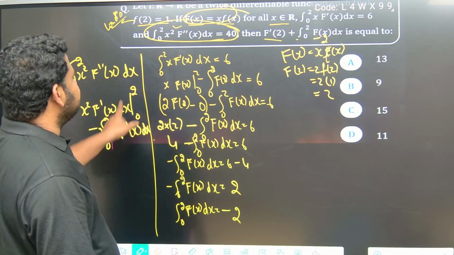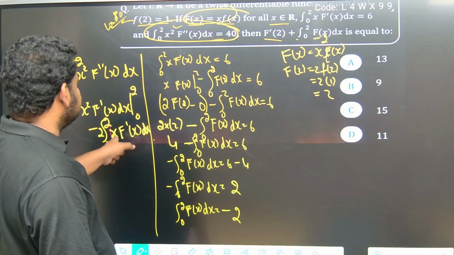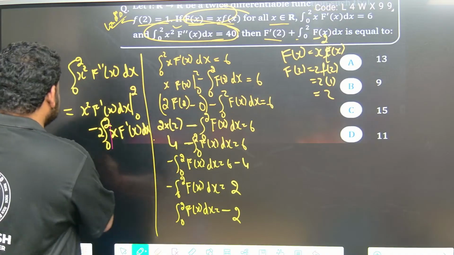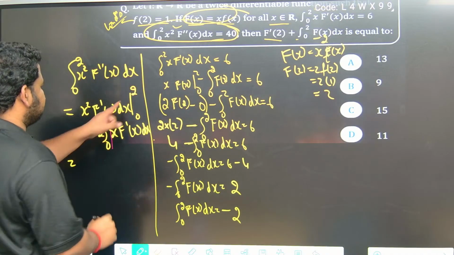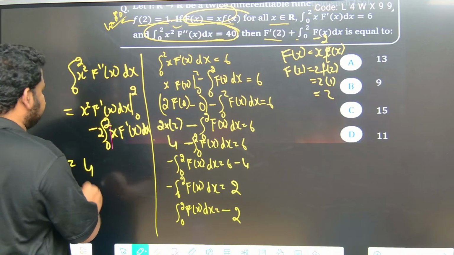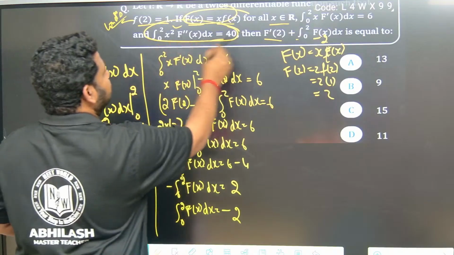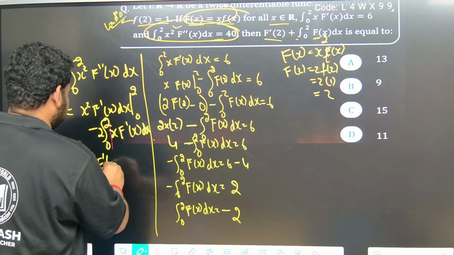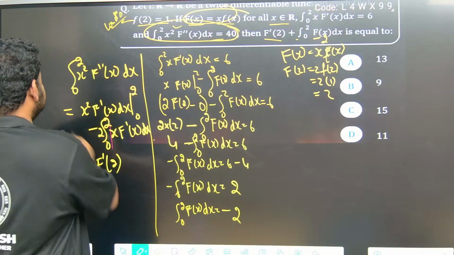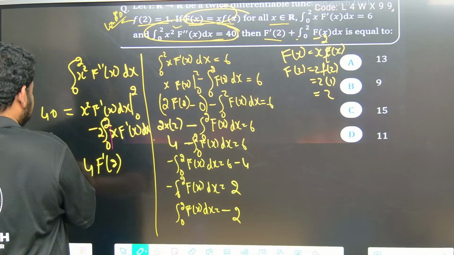Okay, x times f dash of x, what can I do? So x times f dash of x, I can write it as what? This will be equal to x square. X square means 2 square is nothing but 4. Okay, f dash of 2, I should write it as f dash of 2. Now this value is equal to 40.